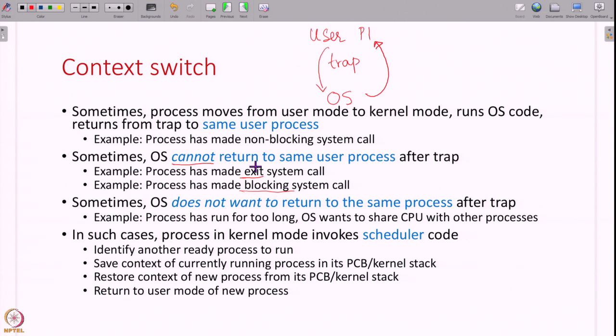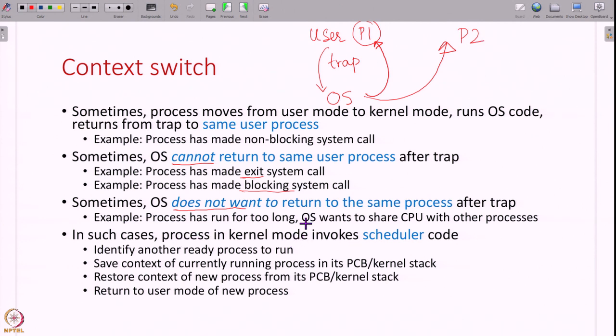And sometimes, even if none of this happens, the OS may not want to go back to the same process, even if the process is ready to run. For example, after the trap, the OS scheduler thinks, oh, this guy has run for too long, I do not want to run him anymore. In such cases also, the OS may not go back to the same process. So, sometimes P1 makes a trap, you run OS code, and you go back to user mode in P1, and sometimes you might go back to a different process, say P2. That is called a context switch.